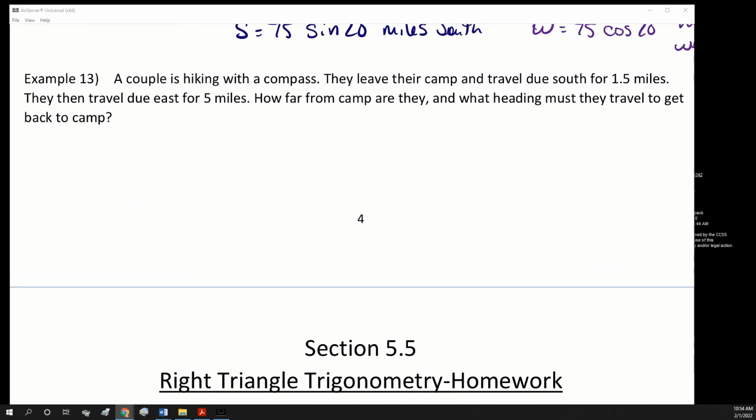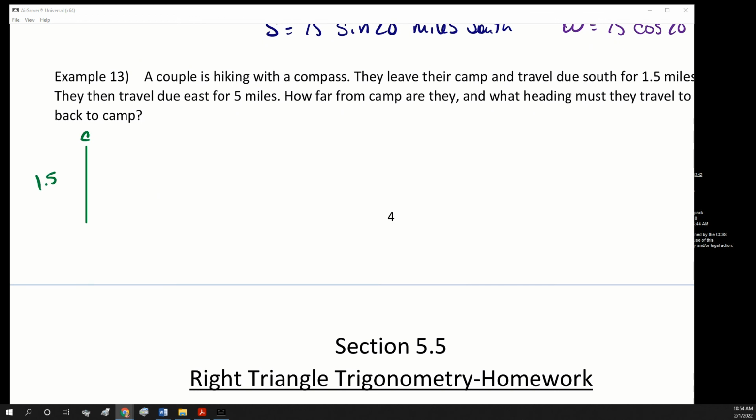So let's figure out where they are. So camp is here. They travel south first for 1.5 miles, and then east for 5 miles. And then they want to go straight back to camp. So let's find that first, because we're not going to have to use sine, cosine, tangent to find that. What are we going to use? Pythagorean theorem. Are we going to add or are we going to subtract? We're going to add. So if you're looking for that hypotenuse, you add.